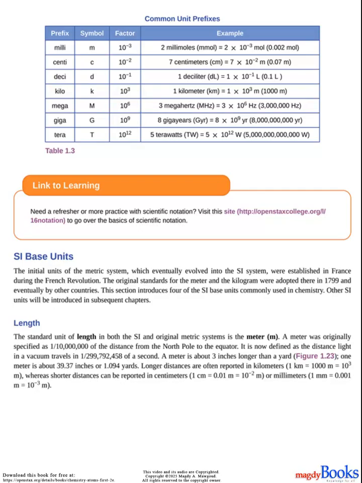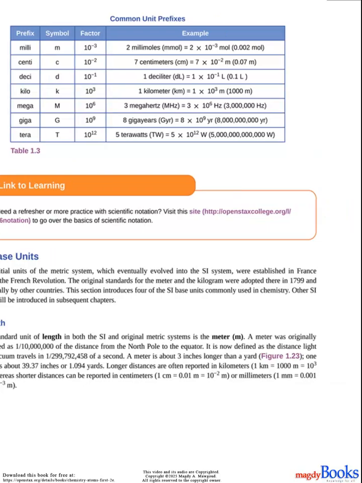Longer distances are often reported in kilometers. 1 kilometer equals 1,000 meters equals 10 to the power of 3 meters. Whereas shorter distances can be reported in centimeters. 1 centimeter equals 0.01 meter equals 10 to the power of negative 2 meters, or millimeters. 1 millimeter equals 0.001 meter equals 10 to the power of negative 3 meters.